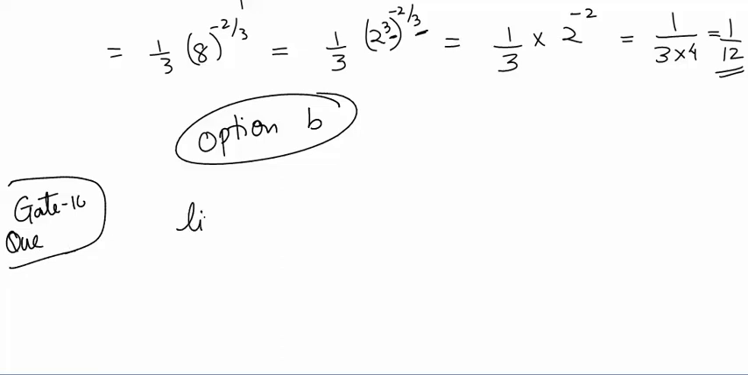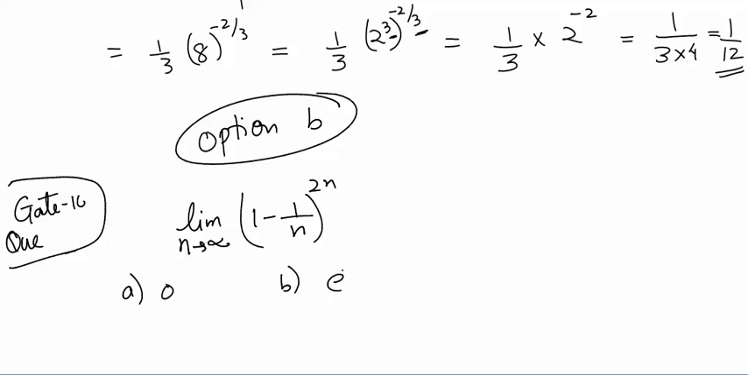The question was limit n tends to infinity of (1 minus 1 by n) to the power 2n. Now, the options were 0, e raised to minus 2, e raised to minus half, and e raised to 0. You can say e raised to 0 is basically 1, right?